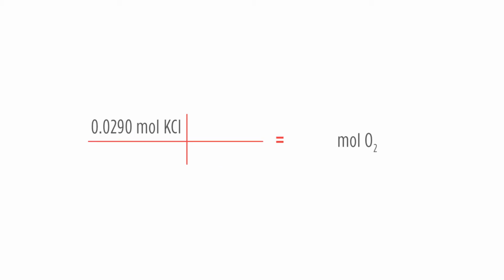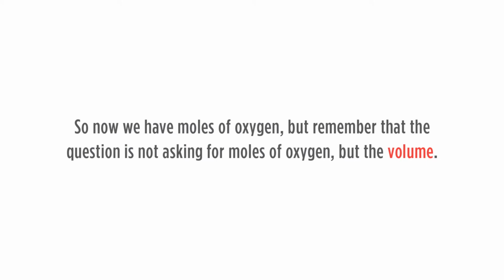Then we will take our moles of potassium chloride and turn them into moles of oxygen. So 0.0290 moles of potassium chloride, and we're going to turn that into moles of oxygen. For this one, we're going to need to use our stoichiometric coefficients. Looking at the balanced equation, we see we have 2 moles of potassium chloride and 3 moles of oxygen. We cancel out our moles, and we'll come out with 0.0435 moles of oxygen.